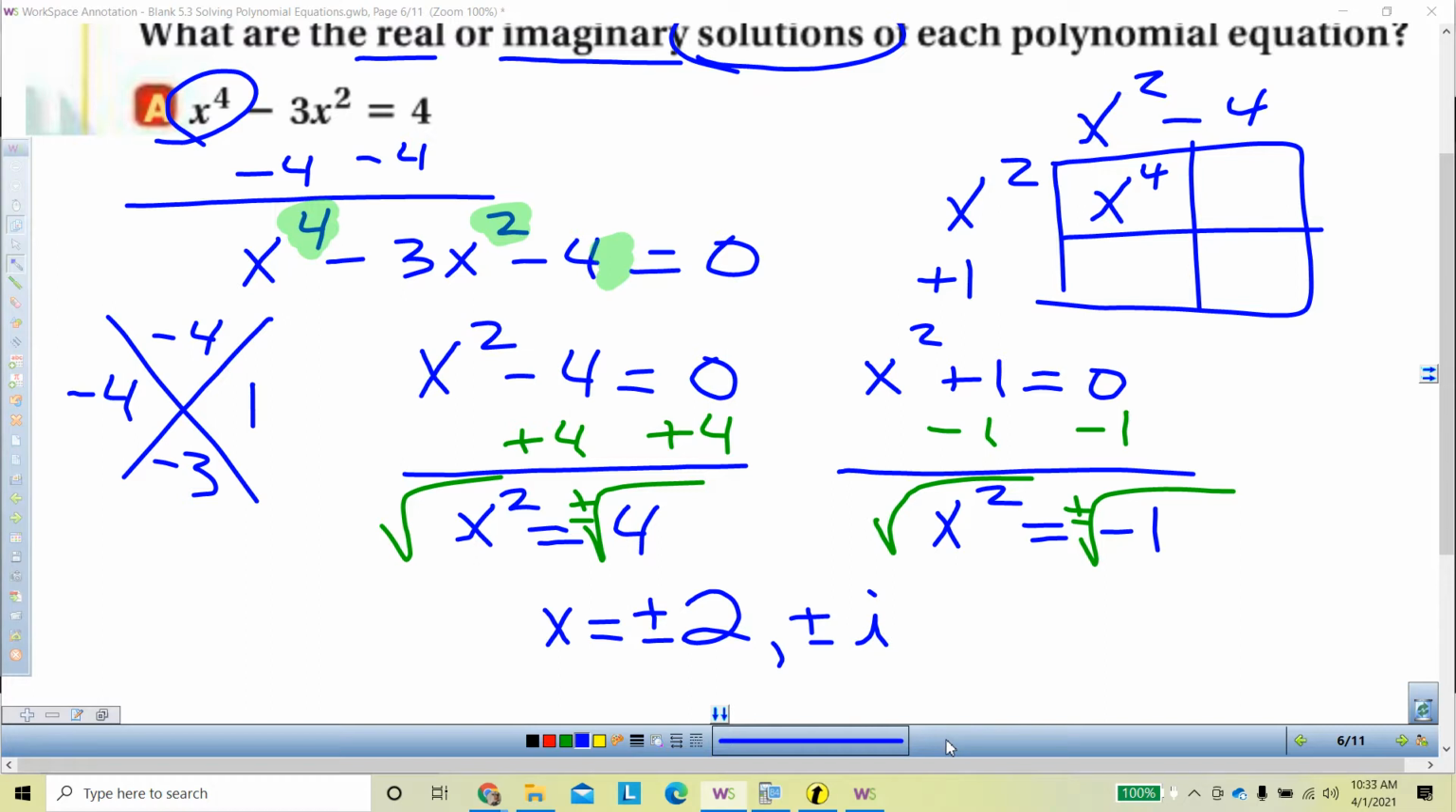That's my 4 answers. Plus or minus 2 is 2 of the 4 answers. Plus or minus i is the 3rd and 4th answer. Okay? So that's why that's a lot shorter than the other problems, right? You pray you get these because they're not nearly as bad.